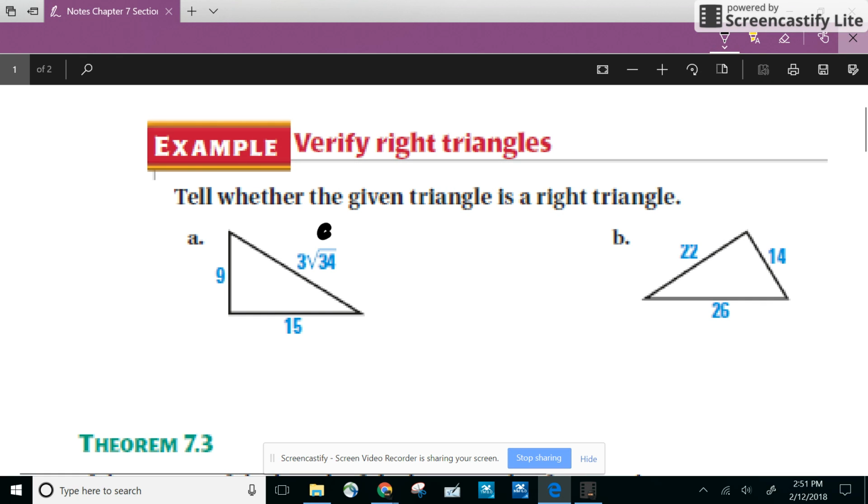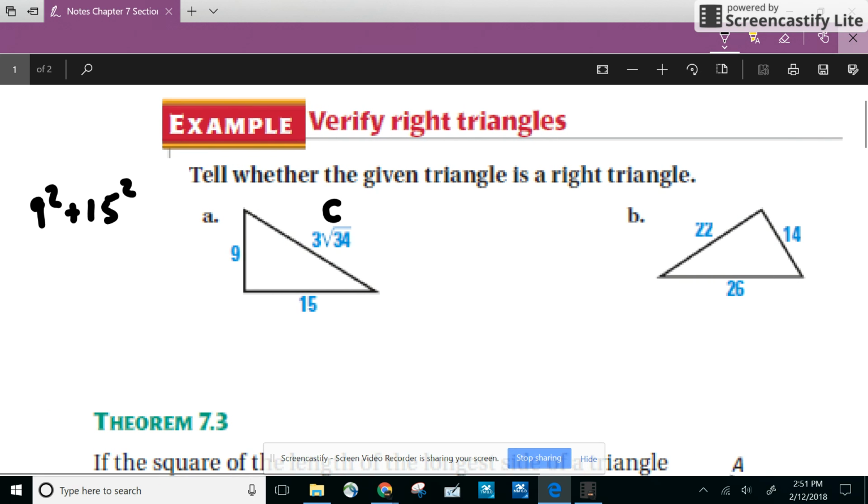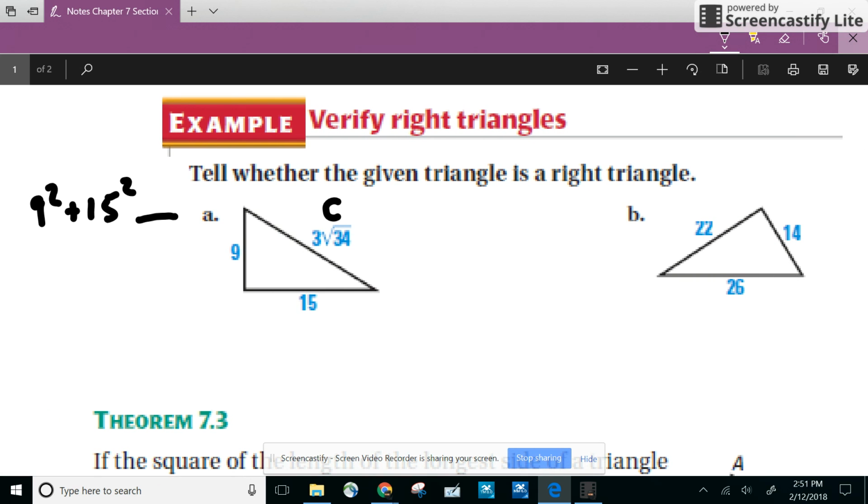So there's C, and the other two then are A and B. It doesn't matter which one's which. So I'm going to use 9 maybe as my A, 15 as my B. If it's equal to, I'm just going to leave a blank there. And when I square 3 square root of 34, since there's two parts to that, a square root part and a non-square part, I'm going to put it in parentheses. Square the whole thing.